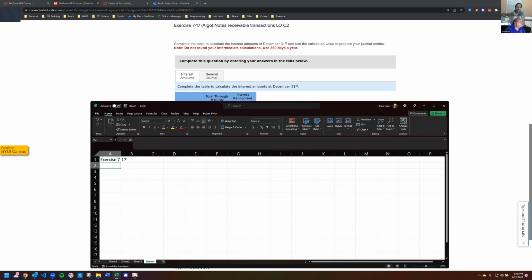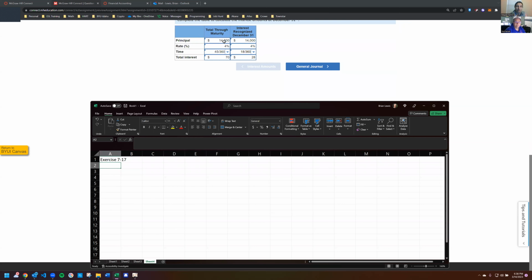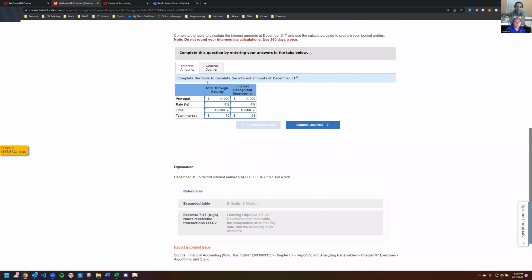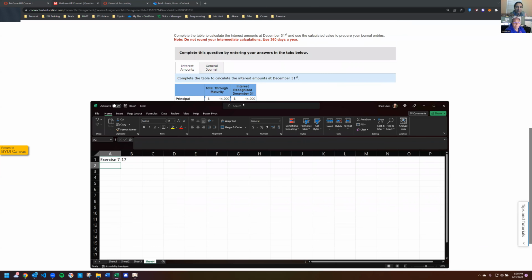Okay. Complete a table to calculate the interest amounts due at December 31st and use the calculated value to prepare your journal entries. Use 360 days in a year. Okay. So we know our denominator. So if we take these, what does it give you? It gives you everything but the interest. Complete the table to calculate the interest amounts. Yeah, okay, so you're using this to figure that out. All right, so let's just do that in here then.